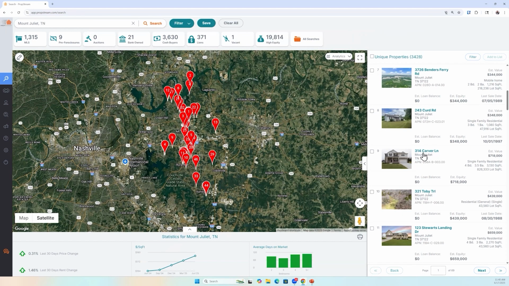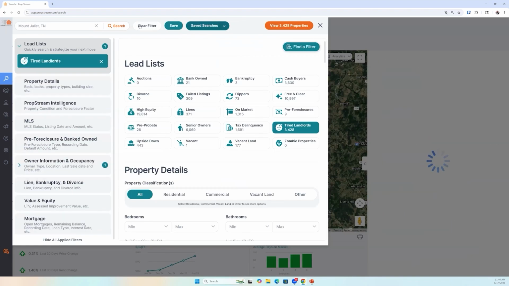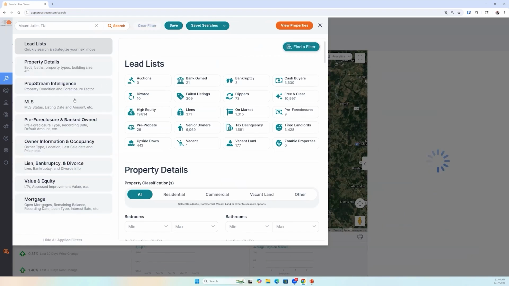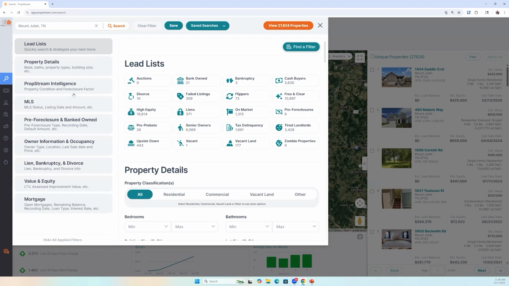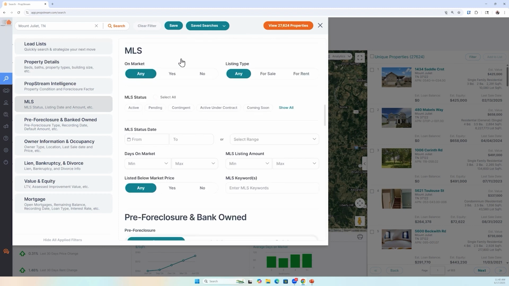Help me find one that I can flip myself. Is that with the AI intelligence, or how would you do that? Yeah, you could definitely do the AI, and if data is limited in the area, because let's say you're in a remote area, and I'm not sure if Mount Juliet is that, the first thing I would start with is just let's make sure it's off market.